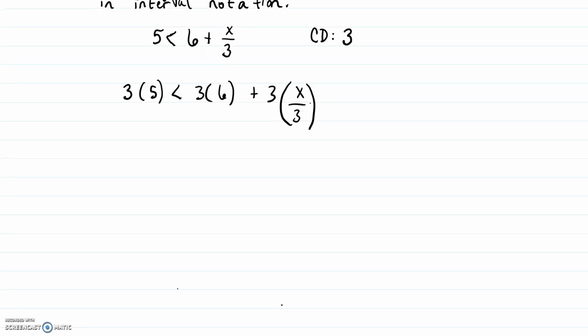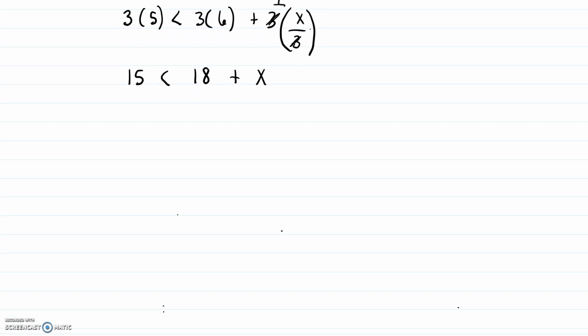Okay, and over here on this fraction, let's go ahead and divide 3 over 3, which is 1, and then go through and multiply. 3 times 5 is 15, 3 times 6 is 18, 1 times x is x. So that allows us to get rid of that fraction. Let's go ahead and continue getting x by itself.